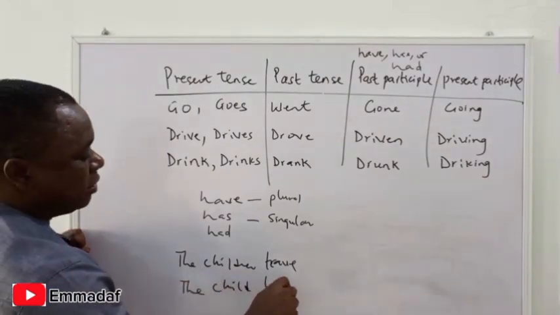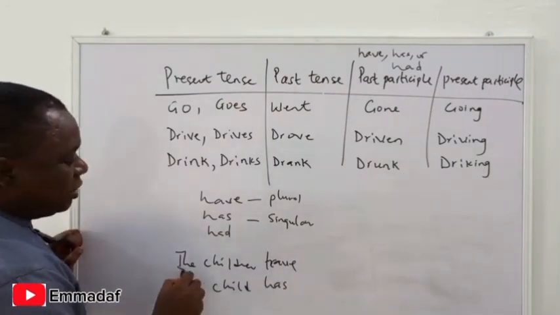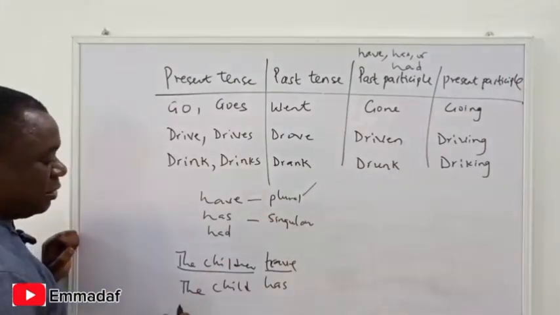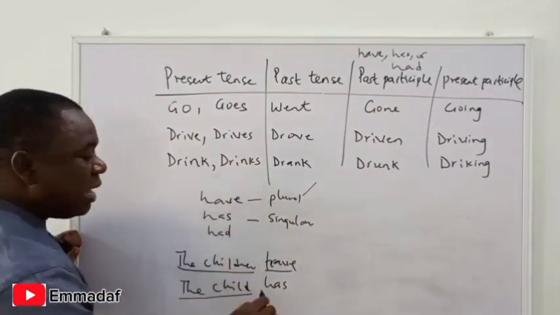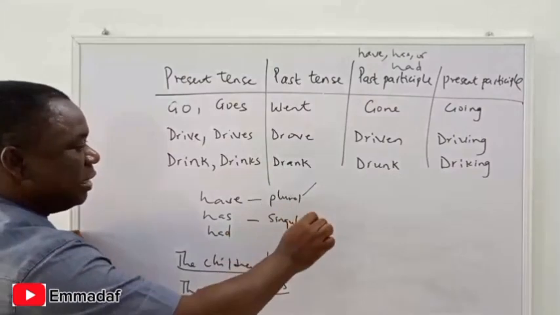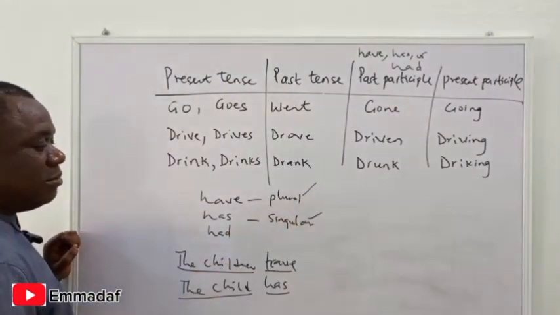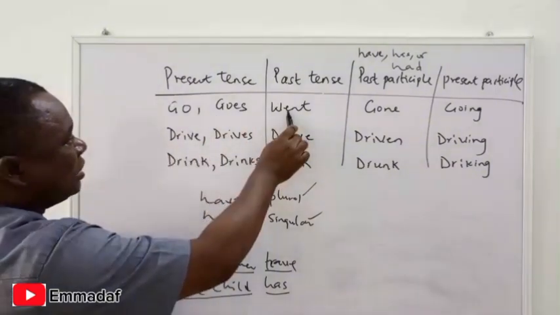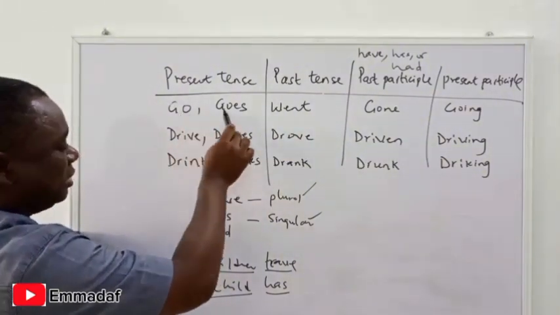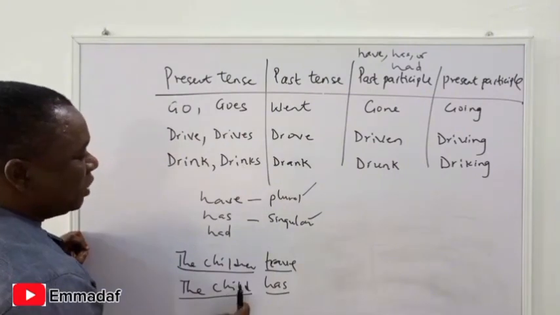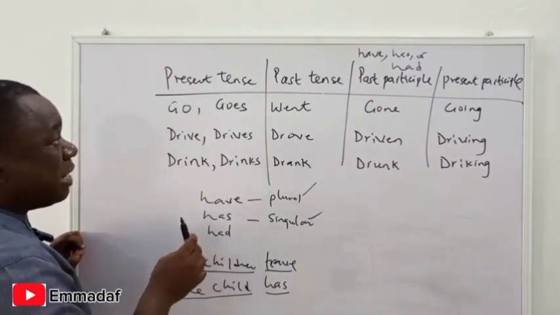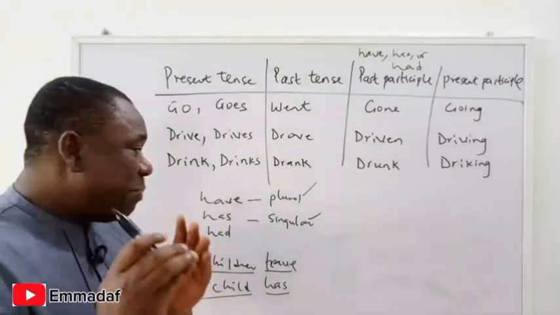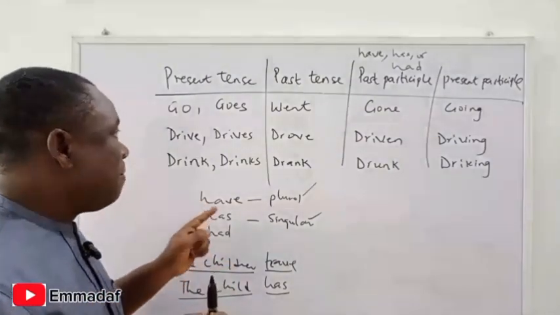The child has. The children, plural, have, plural. The child, singular, has, singular. And just as this is a past tense form of this and this, had is also the past form, not past tense, please, mark my words, not past tense form of have and has.